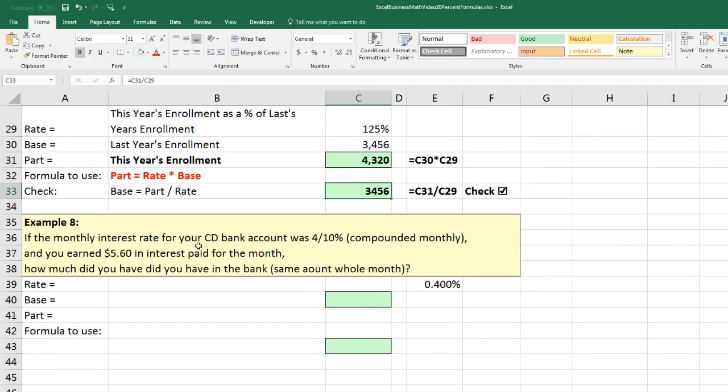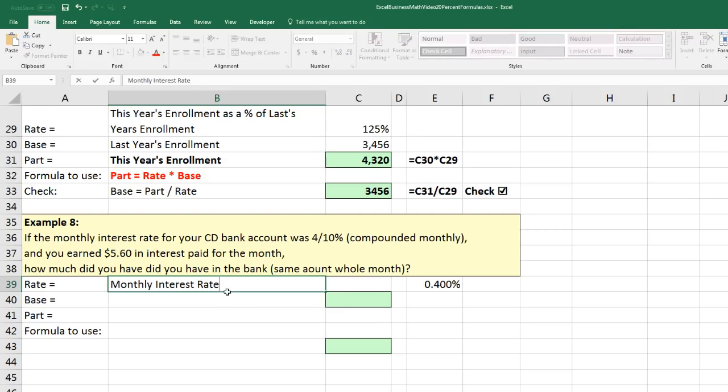All right, our last example, example 8. If the monthly interest rate for a CD bank account was 0.4%, compounded monthly, we'll see what that means at the end of the class in our finance section, and you earned $5.60 in interest paid for the month, how much did you have in the bank? Same amount whole month. Well, we're trying to find out how much we had in the bank, which was the starting point. There's the interest, and there's the rate. So we can use the formula to calculate the base.